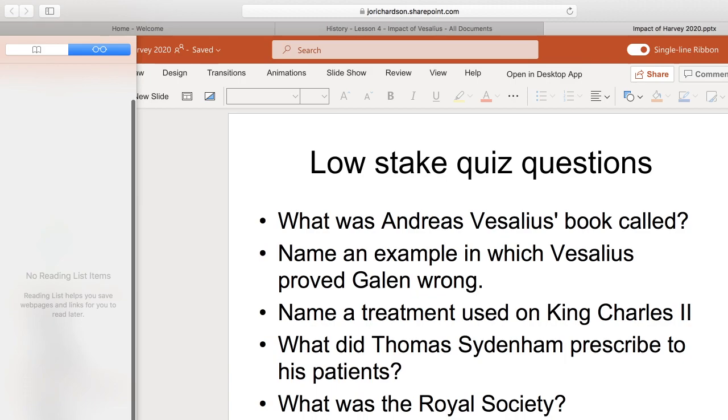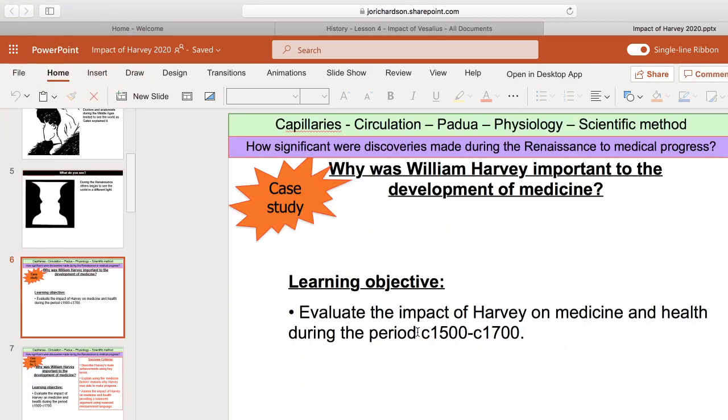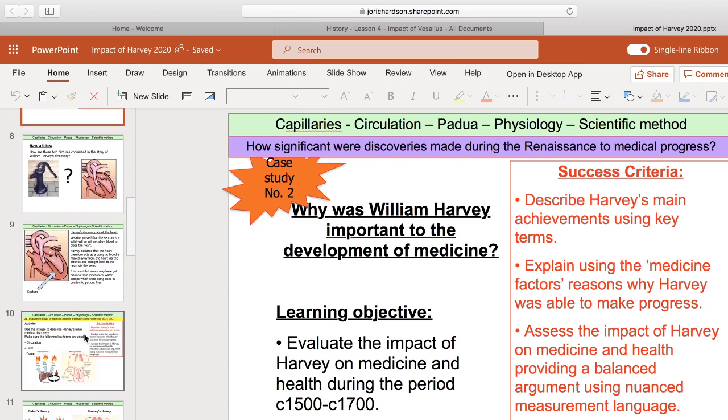Okay, so William Harvey's a case study, so he may come up as an individual study, and the question that we're asking today is, why was William Harvey important to the development of medicine? So like I said, we're thinking of another individual that's incredibly important to the development of medicine. And the whole idea of this video is to evaluate the impact of Harvey on medicine itself.